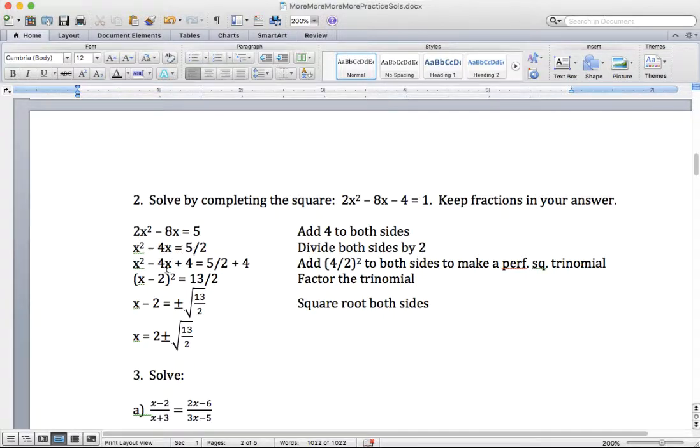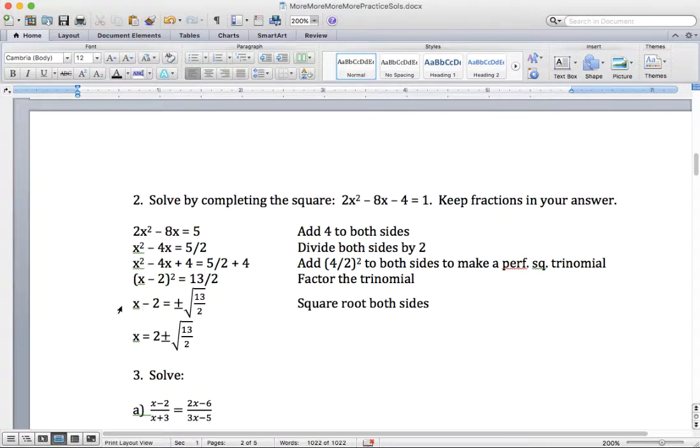We want to make this left side a perfect square trinomial, so we take the coefficient of 4, we take half of it, which is 2, and then we square that, which gets us another 4, which we then add to both sides. And so now we have x squared minus 4x plus 4 is equal to 5 halves plus 4. The left side can be factored to x minus 2 squared. The right side we're going to set equal to 5 halves plus 4, and when we convert 4 to halves it is equal to 8 halves. So 8 halves plus 5 halves equals our 13 halves.